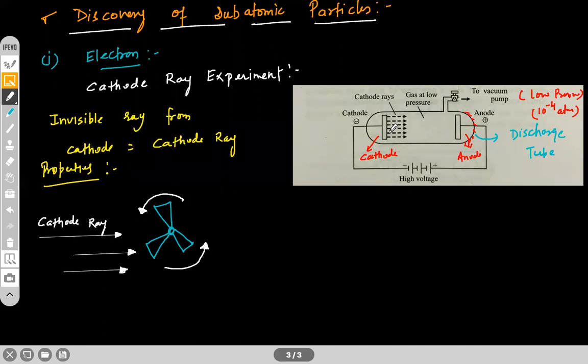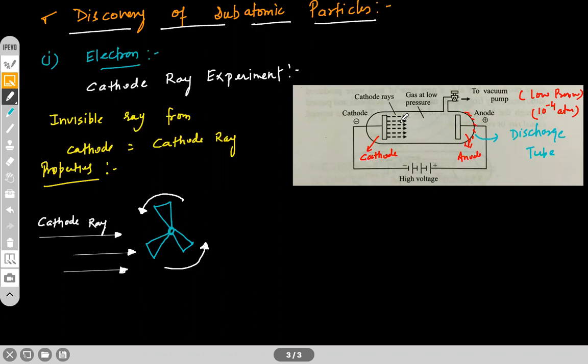Okay, so these are the properties of cathode ray. The properties are important, you must keep that in mind. Now, after this experiment, what happens? This we call the cathode ray experiment, and the ray that comes out from the cathode we call the cathode ray.